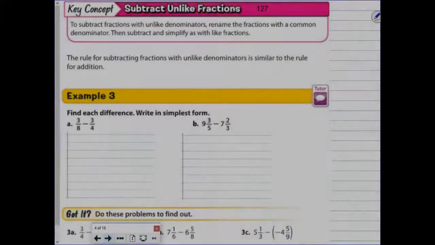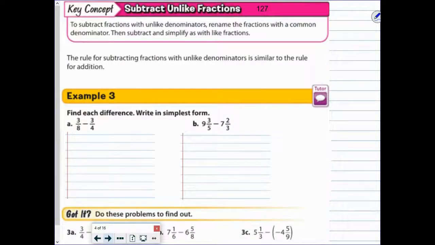Subtracting unlike fractions. Well, the rules are the same for subtracting unlike fractions as they are for adding unlike fractions. So let's just take a look at the examples that they have here and see if we find any differences. It says 3/8 minus 3/4. Again, we're going to ask, will the smaller denominator divide equally into the larger denominator? In this case, the answer is yes, which makes this simpler. It's because the least common multiple is going to be the larger of the two denominators. It's going to be 8.